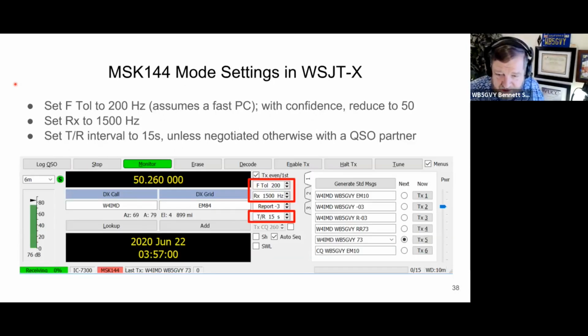So let's dive in. If you select the MSK 144 mode, I've highlighted in red some differences compared to what you'd see for FT8. Initially, you want to set a frequency tolerance of 200 hertz and the receive frequency to 1500 hertz. And you want to select a transmit receive interval of 15 seconds, although you can negotiate differently with your QSO partner, but 15 seconds is a standard.